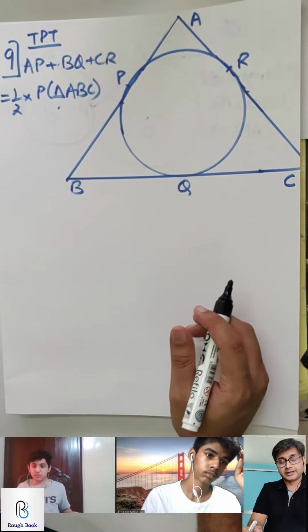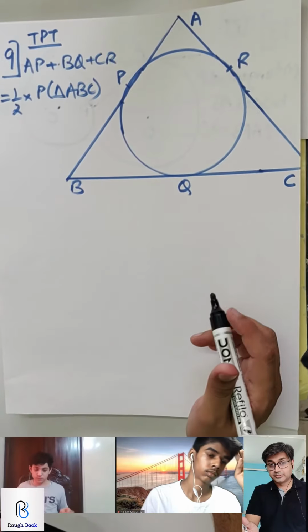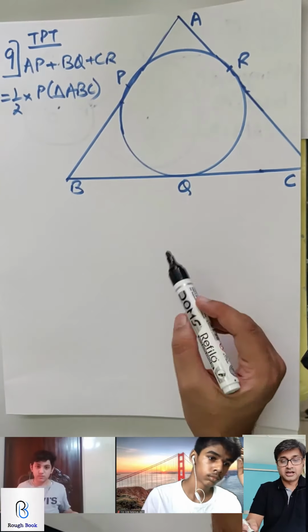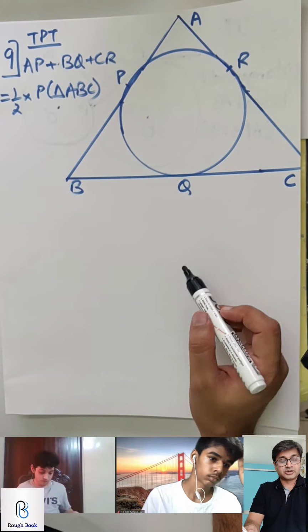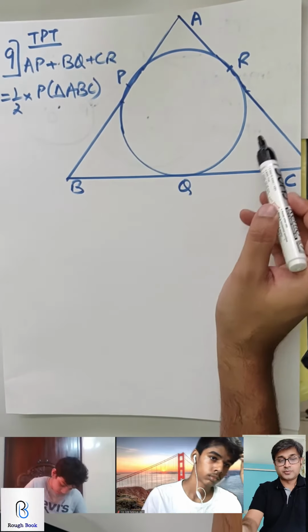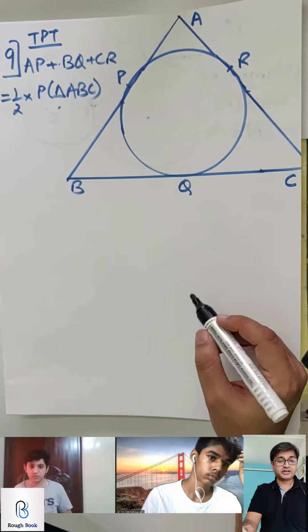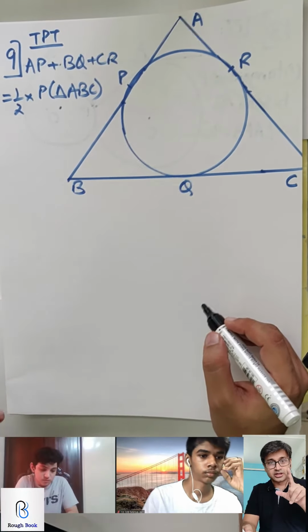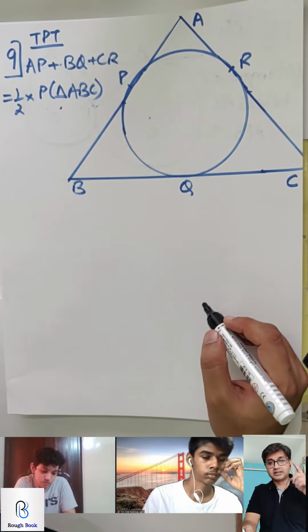Sum number 9 is also on similar lines, guys. So please look into it carefully. You have a circle and a triangle enclosing the circle. Your target is to prove that AP plus BQ plus CR is half the perimeter of ABC. So without thinking, how will you start? Pause the video, think about it. If you get it, come back, and then we will verify.